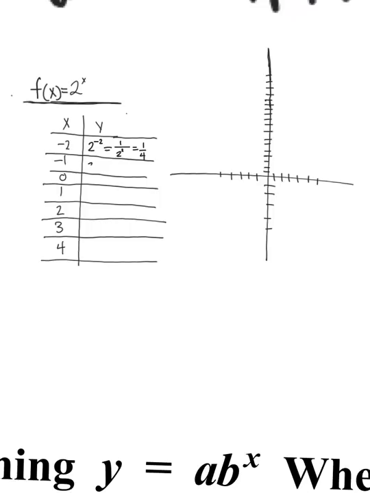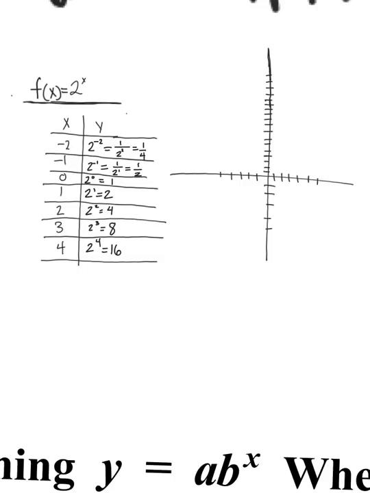If we plugged in -1, we would get 1 over 2 to the power of 1, which is the same as 1 over 2, or 1/2. If I plugged in 0, 2 to the power of 0, anything to the power of 0 is just 1. 2 to the power of 1 is just 2. 2 to the power of 2 is 4. 2 to the power of 3 is 8. And 2 to the power of 4 is 16.